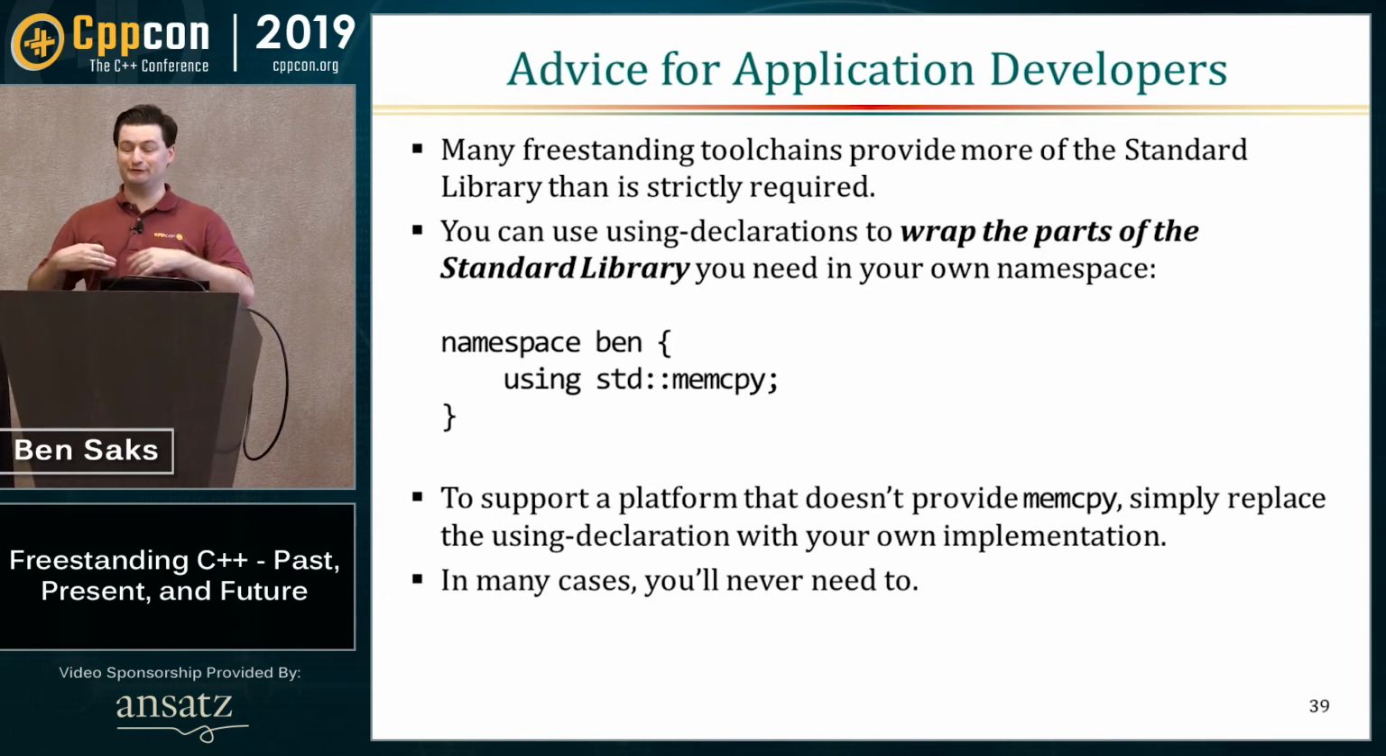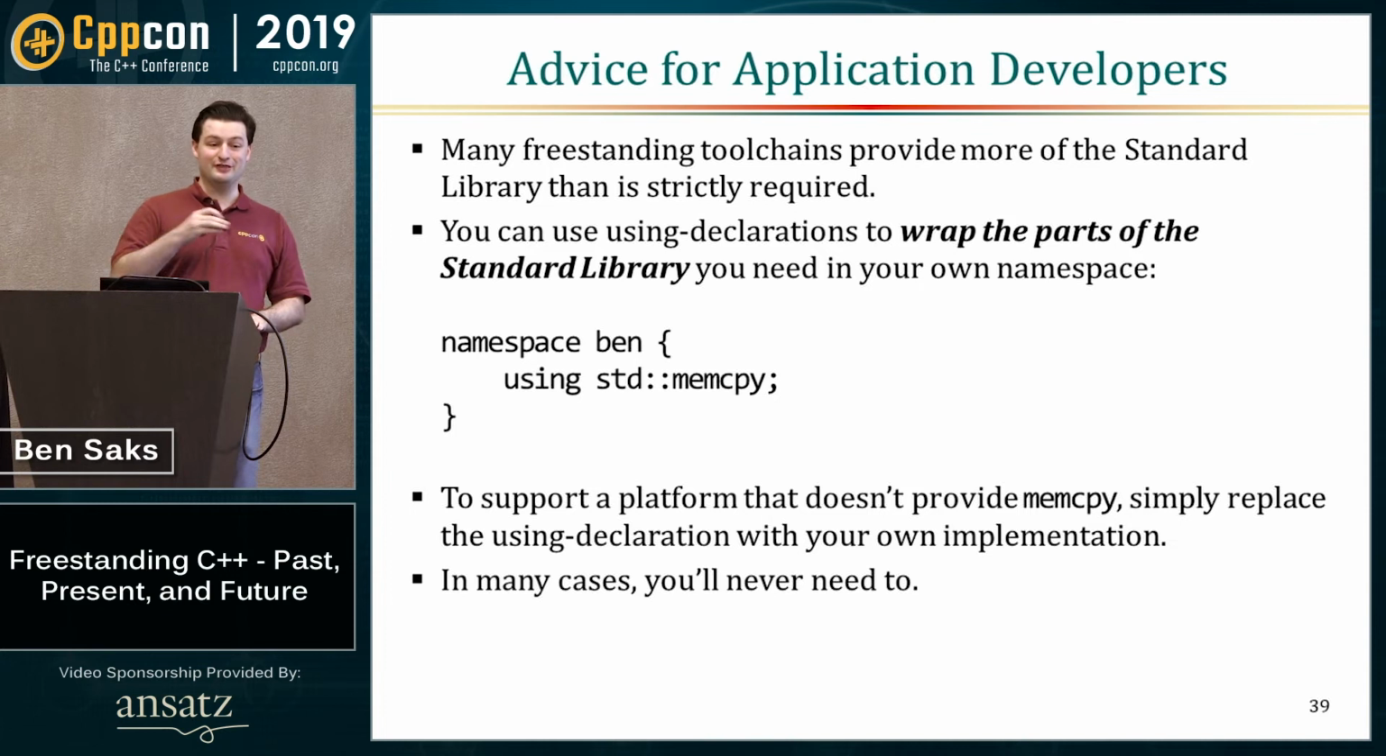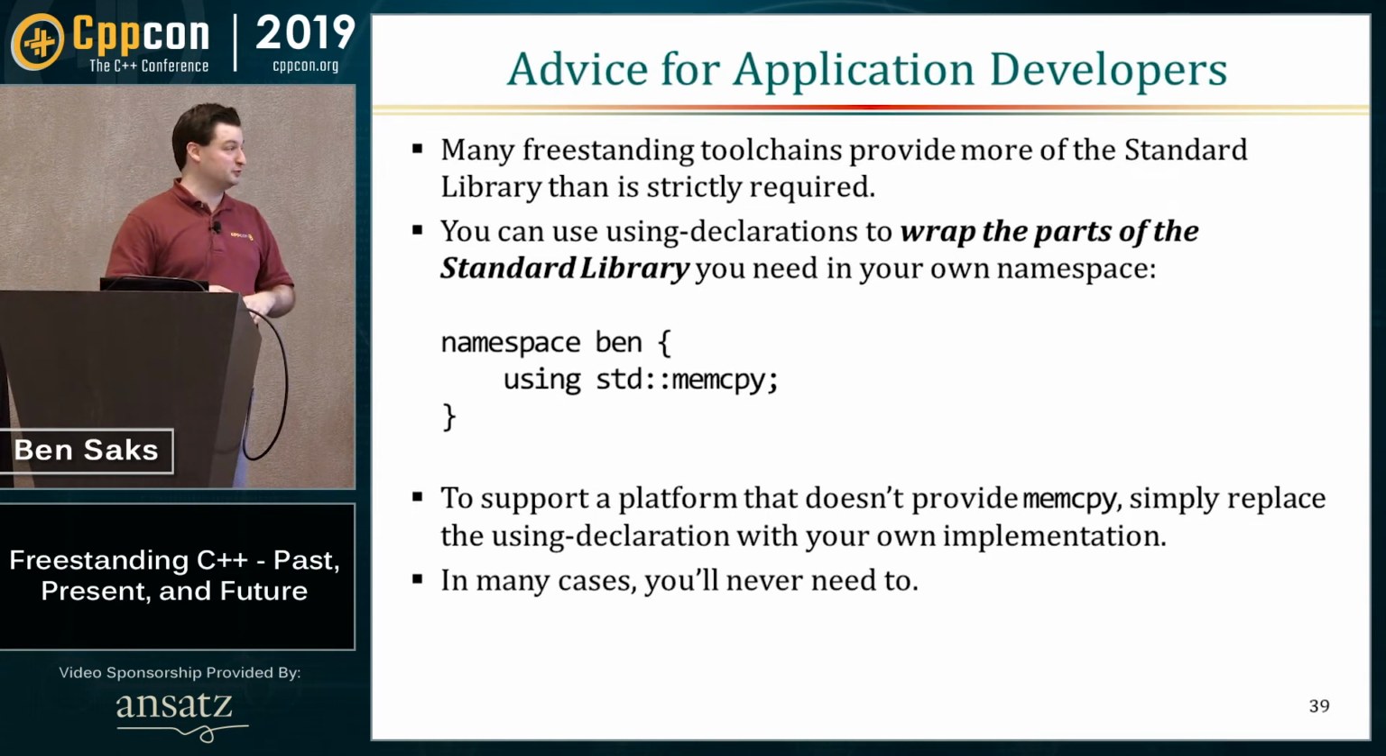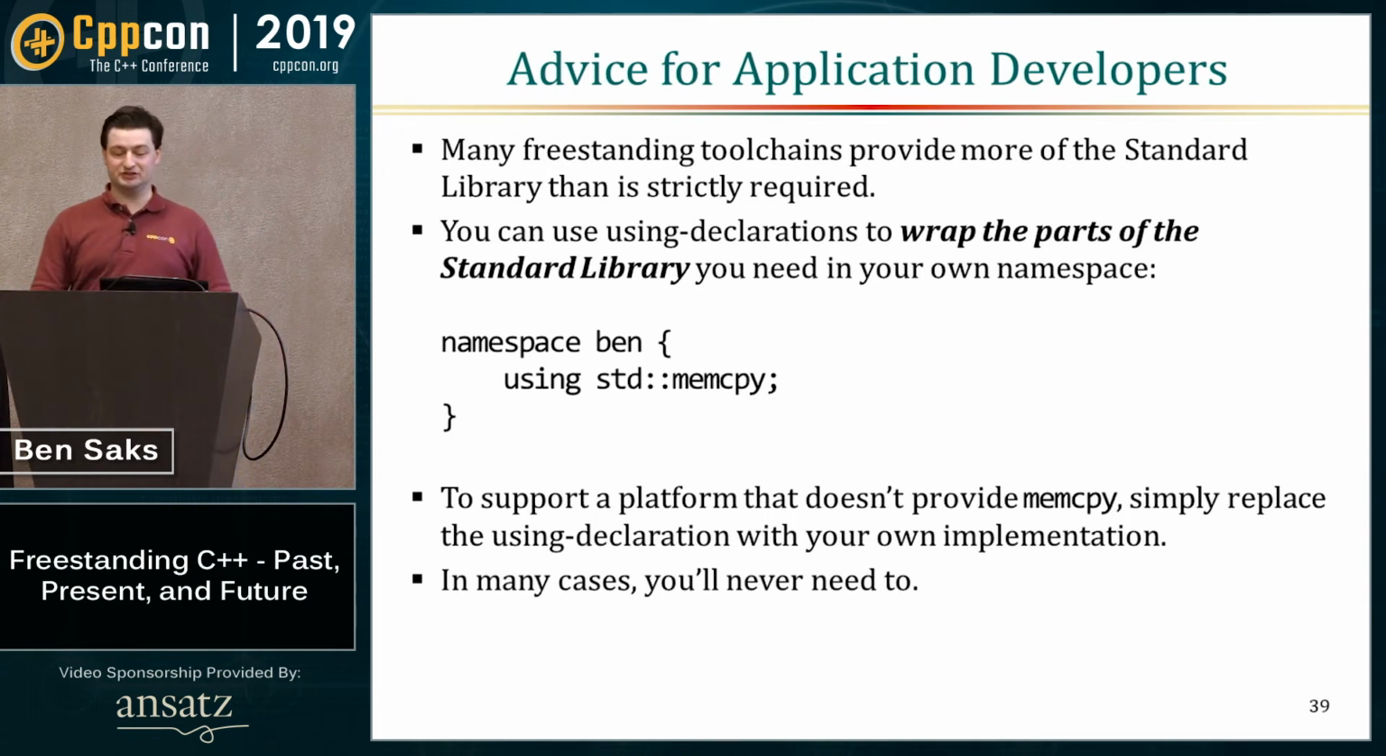If I ever happen to find that I'm trying to compile my code on a platform that doesn't provide me with a copy of memcpy, then I can go ahead and implement it. But in a lot of cases, I'll never need to, because a lot of freestanding implementations will provide many of these functions like memcpy. So I can leverage the standard library, but through the use of my own namespace like this, I can provide a layer of abstraction that means that if I should ever have to write it myself, I have the option of doing so.